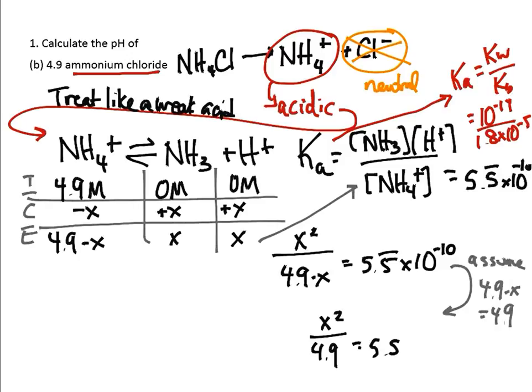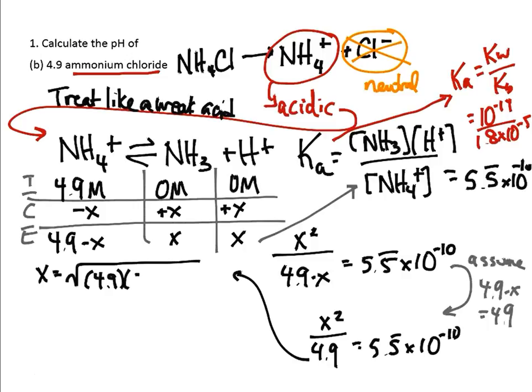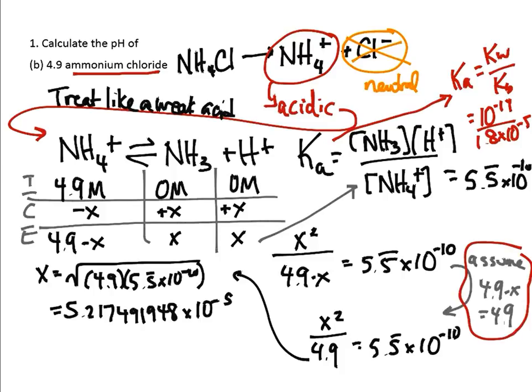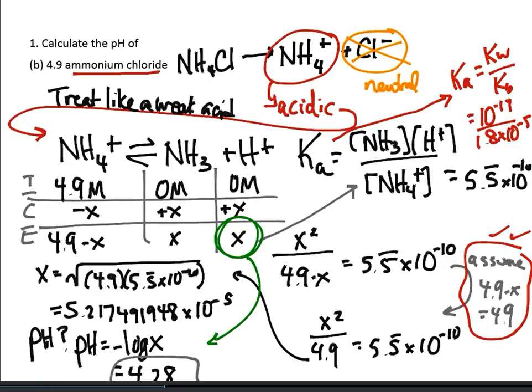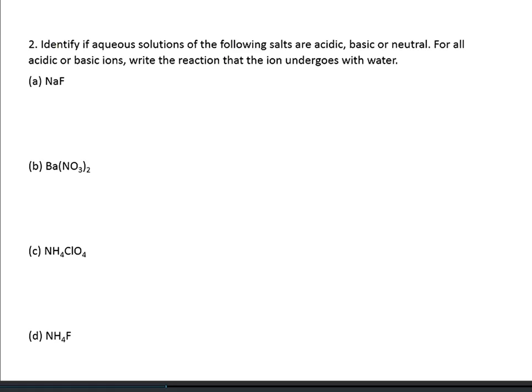X is going to be equal to the square root of 4.9 times 5.5555 times 10 to the minus 10. And we get 5.217 times 10 to the minus 5. We can check our assumption, and it is valid. 4.9 minus this value of X does round to 4.9. Now again, we're looking for pH. Remember that this X in this case is the hydrogen ion concentration, so we can solve directly for pH. pH is the negative log of X, which is 4.28. Again, 2 digits after the decimal because all the numbers you're given have 2 sig figs, so you're going to round it to 2 digits after the decimal.